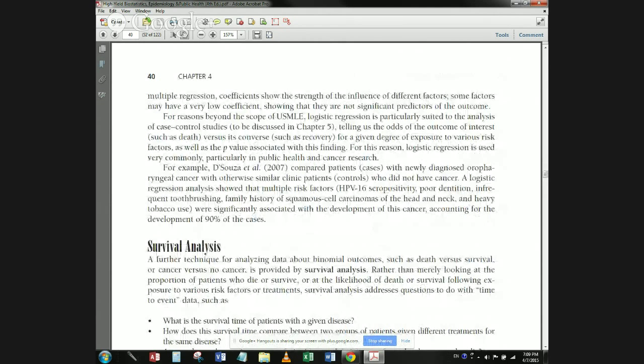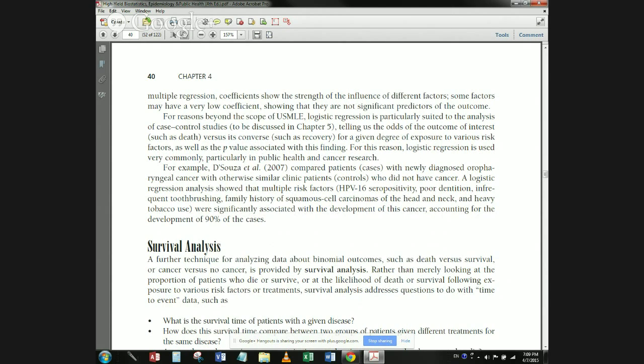For reasons beyond the scope of the USMLE, logistic regression is particularly suited to the analysis of case control studies, telling us the odds of the outcome of interest, such as death, versus its converse, such as recovery, for a given degree of exposure to various risk factors, as well as the p value associated with this finding. For this reason, logistic regression is used very commonly, particularly in public health and cancer research.